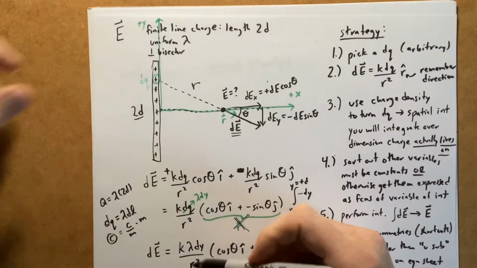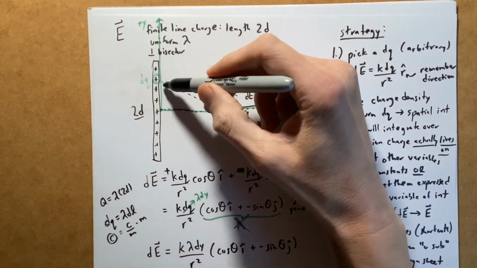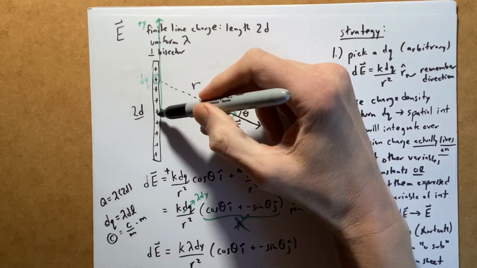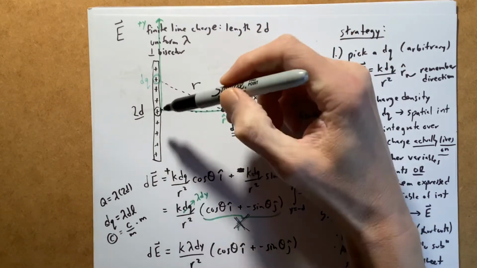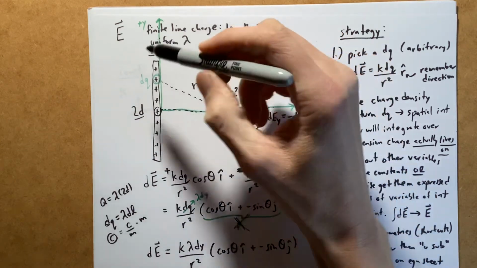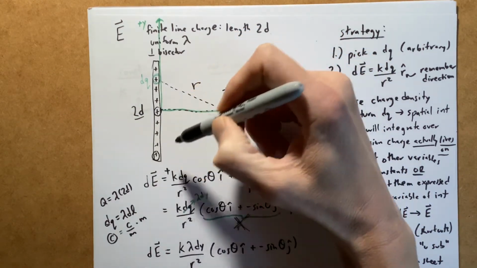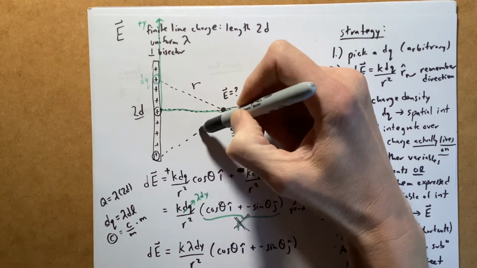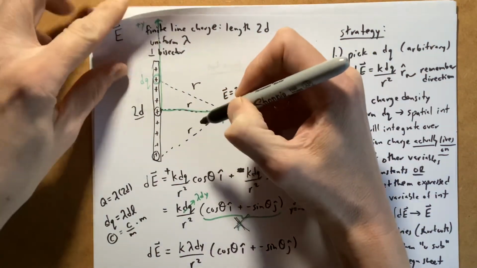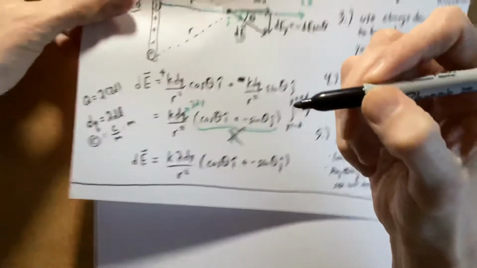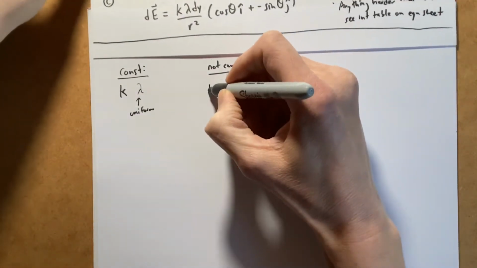R is definitely not constant. You can see that all these different DQs have a different distance from this point. The DQ that has the shortest distance is the one in the middle, and then on the outside, on the edges, you can see those have the largest R. So these R's are all different. And so for that reason, what we need to do is note that R is not constant.